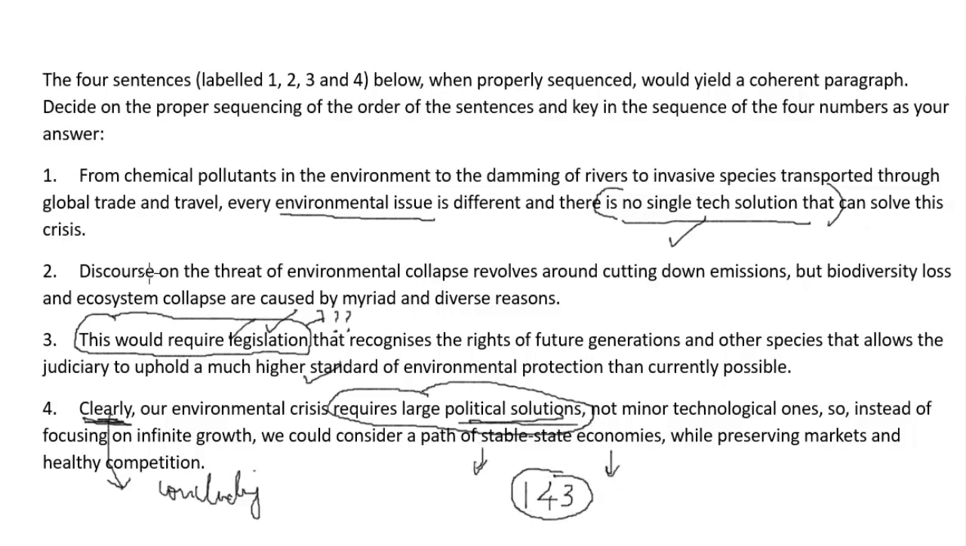And if you look at 2, it says discourse on the threat of environmental collapse revolves around cutting down emissions, but biodiversity loss and ecosystem collapse are caused by myriad and diverse reasons. What are those reasons? Those reasons are chemical pollutants, damming of rivers, transport of invasive species. So these are causes apart from what the author says as emissions. So emissions is one thing, but he says that biodiversity loss is because of many more diverse reasons. And what are those reasons? They are given in 1. And therefore 2143 is the right sequence.